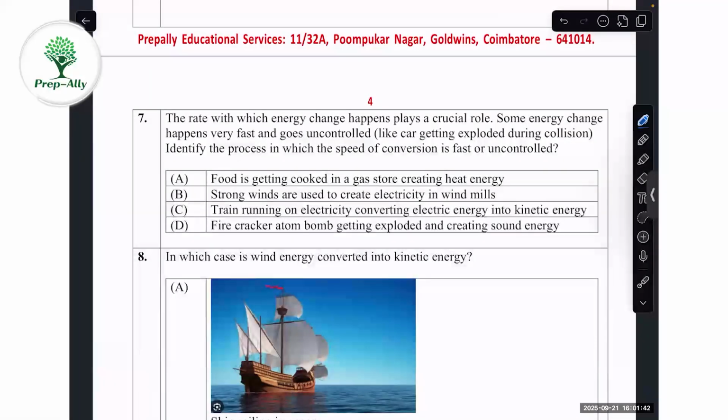Some energy change happens very fast and goes uncontrolled. Which of the following process energy conversion is uncontrolled? Food is getting cooked. That is a very controlled manner. This is not fast. Strong winds are used to create electrical energy in windmills. There also neatly we are getting steady electrical output. Otherwise we cannot use it. Train running on electricity. Again we are converting into steady output. Atom bomb exploding. Yes, bomb explosion is uncontrolled. So that is what is uncontrolled.